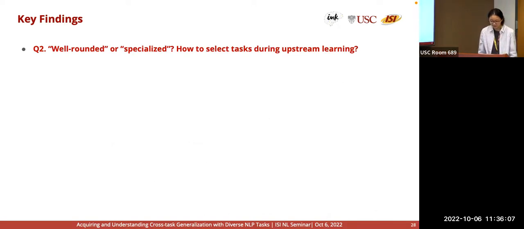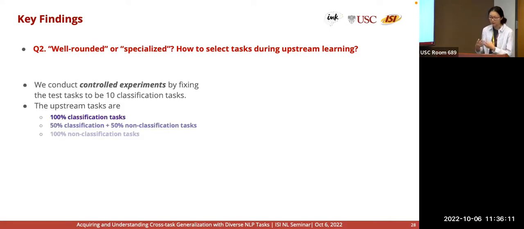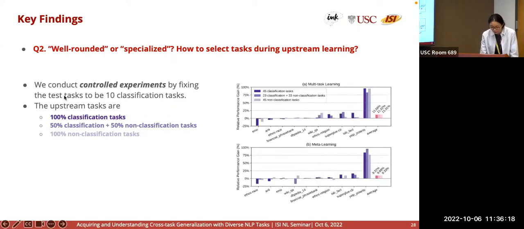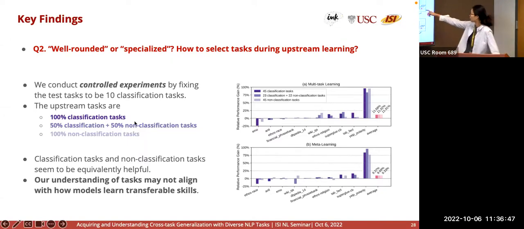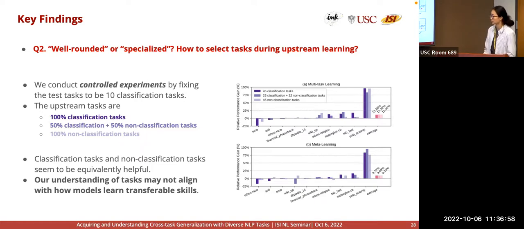And some more analysis. Remember we have different partitions that are designed for these controlled experiments. So we fix our test tasks and control what our train tasks are. We control it to be either fully classification tasks, fully non-classification tasks, or somewhere in between, identified by different colors here. The results are also surprising, because I would assume classification tasks help classification tasks most, but it seems that in the end they have similar performance gain. So perhaps our understanding or categorization of tasks may not align with how the model actually learns transferable skills.